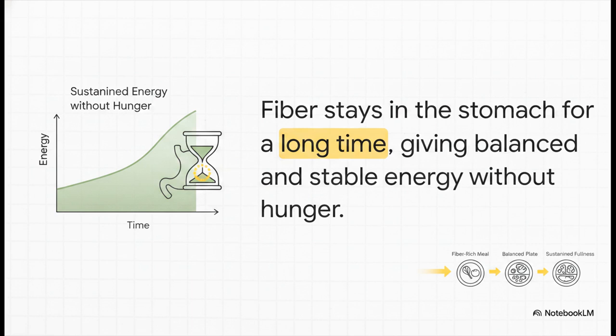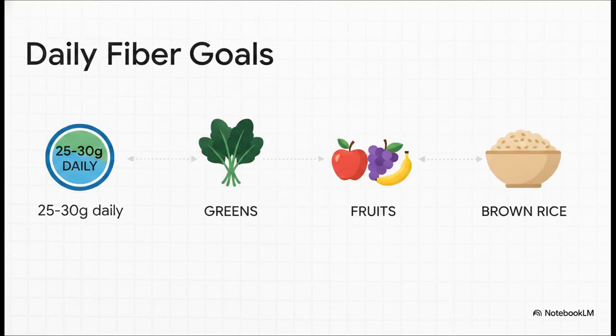It basically puts the brakes on your digestion, giving you this steady, balanced release of long-lasting energy rather than that annoying quick spike and crash. So realistically, you should be aiming for about 25 to 30 grams of fiber every single day. And the best way to hit this target? Just load up on high-fiber vegetables, especially your leafy greens. Fruits are also fantastic for this, along with healthy, complex carbs like brown rice. Actually, getting this right means you can stay incredibly full while naturally managing your calories without even really trying.